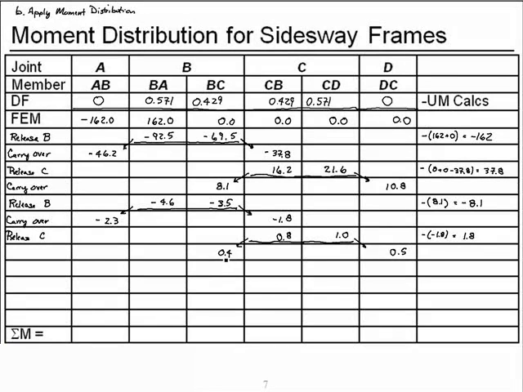An important question is, when do we stop? And I would prefer to stop when the amount of unbalanced moment is less than about 1% of the fixed end moments. In this case, our fixed end moments were 162 foot kips, so we are well below 1% now. And so let's go to part C.